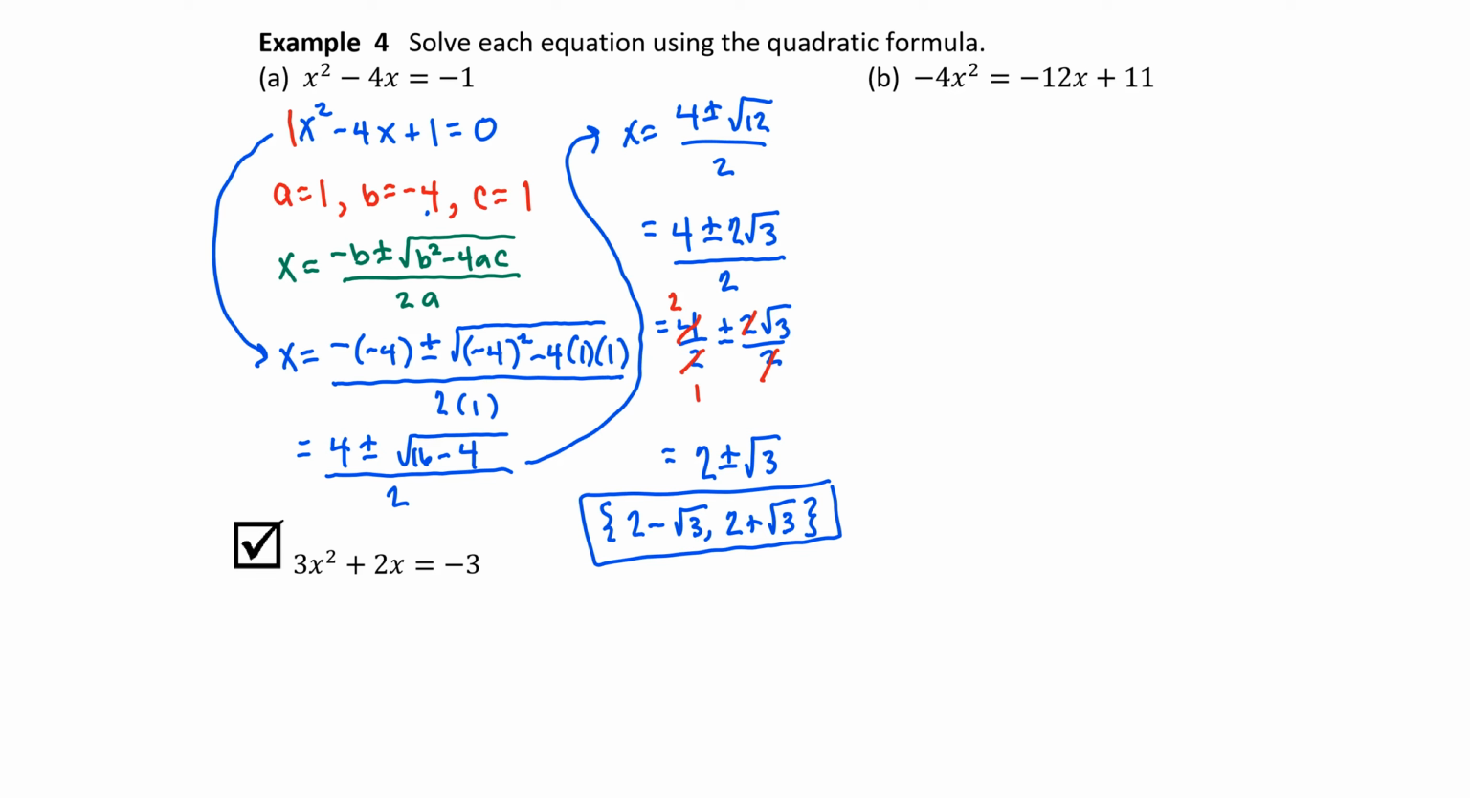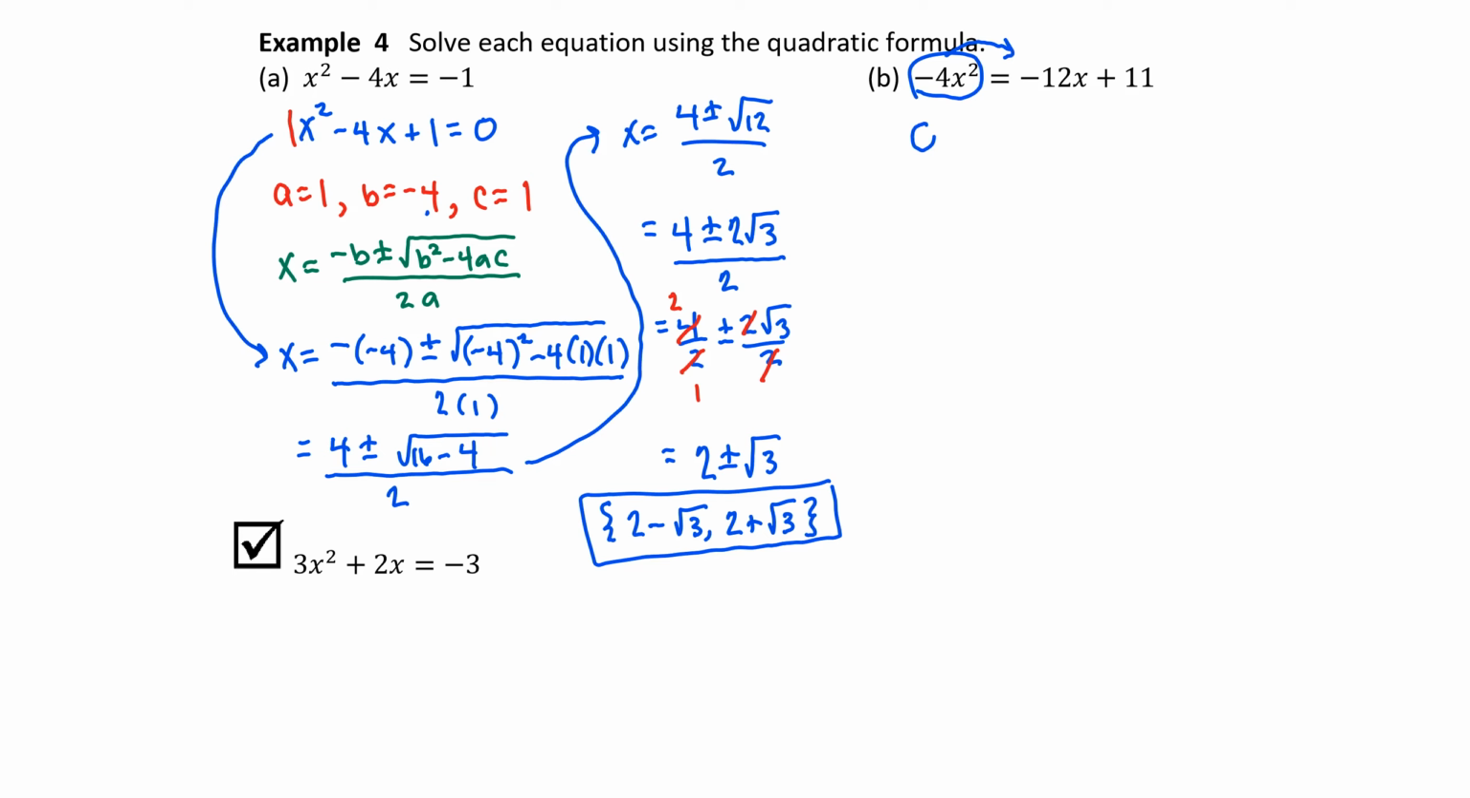Those are, in fact, the correct solutions, and if you want to pause the video for a minute and check those with your calculator, you'll see that they balance the equation. Let's do example B. Negative 4x squared equals negative 12x plus 11. So in this case, we need it equal to 0, and the most efficient way to do that is to just move this one term.